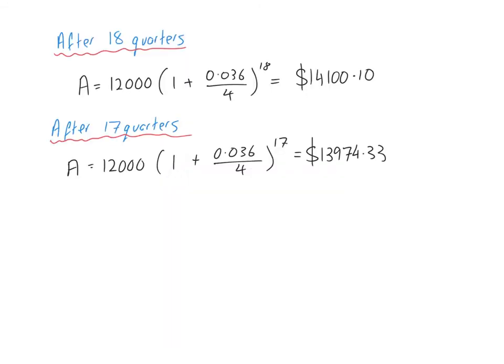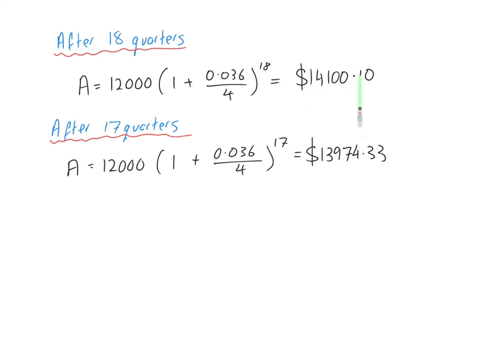Okay, so using the calculator, we just found that after 18 quarters, we reached the required interest of $2,000. So I've repeated that calculation here. The final amount in the account, investing $12,000. Here's our 3.6% per annum adjusted quarterly over 18 quarters, and we get a final amount of $14,110.